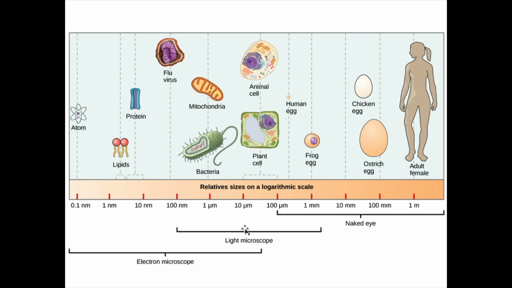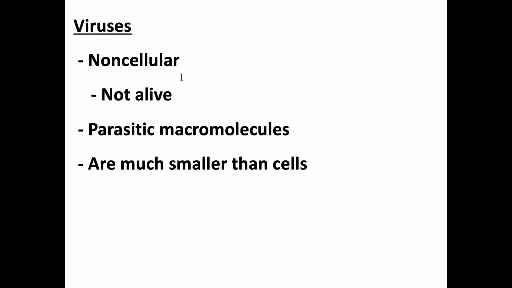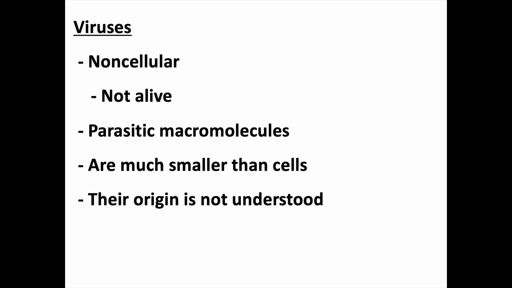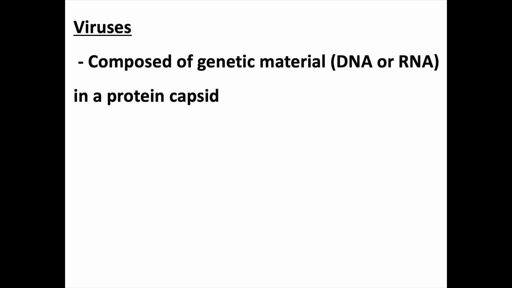So very difficult to detect because they're so small, and yet definitely not made of cells, not considered to be alive. We don't know where these things came from. Their origin is not understood. We know that they're around, but we don't know where they came from. What they are physically is genetic material inside of a protein shell. That shell is called a capsid. It's just the term for the protein case for their genetic material.